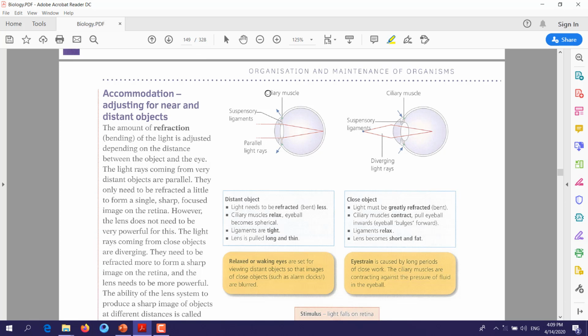As you can see here, we have ciliary muscles. The function of muscle is to relax and contract. When it relaxes and contracts, what will it affect? It will affect the lens.